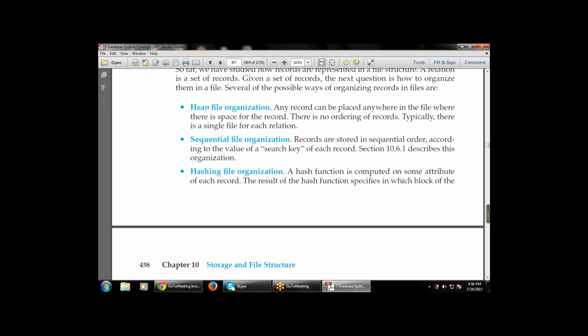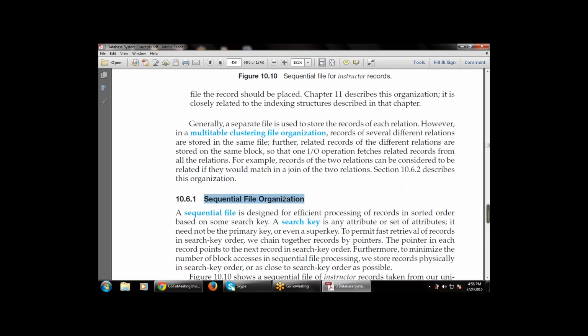Now we talk in detail about the sequential file organization. That is, one data item is stored after another, in a sequence: one, then another, then another. That is a sequential file organization.